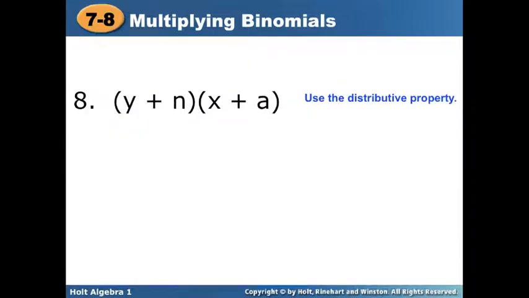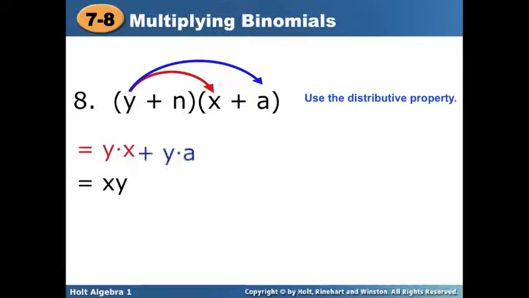Example number 8. We have y plus n times x plus a. Be especially careful with so many variables in this problem. So we have y times x. We normally write our answers in alphabetical order, so this would be xy. Next we have y times a. Again, remember alphabetical order, so we do ay.